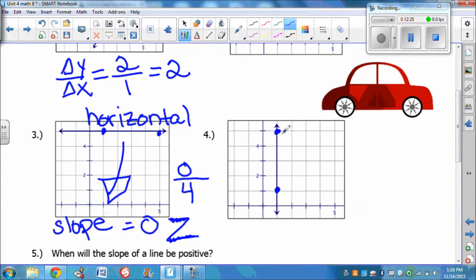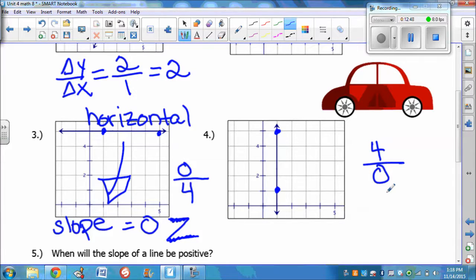So let's go from point to point. How much do we rise up? We rise up 1, 2, 3, 4. We rise 4, but do we run at all? Do we go left or right at all from point to point? We don't. Holy smokes. 4 divided by 0, type that into your calculator and you're going to see that the calculator is going to give you an error message.